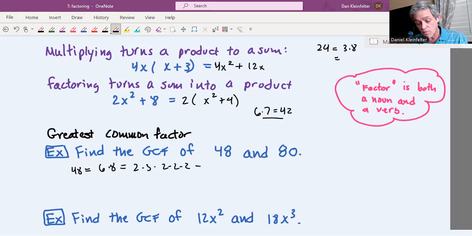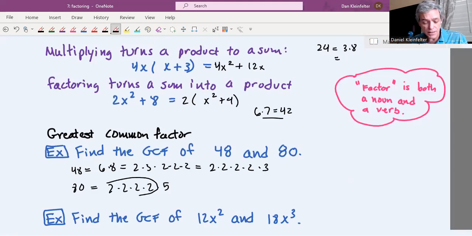Okay, so this is 4 factors of 2 and a factor of 3. Let me factor 80 next. 80 is going to be 16 times 5, so that will be 4 factors of 2 and then a 5. So the greatest common factor looks like actually is 16.